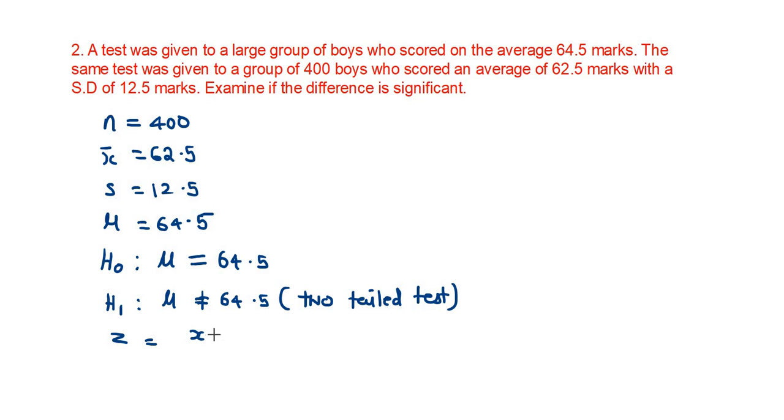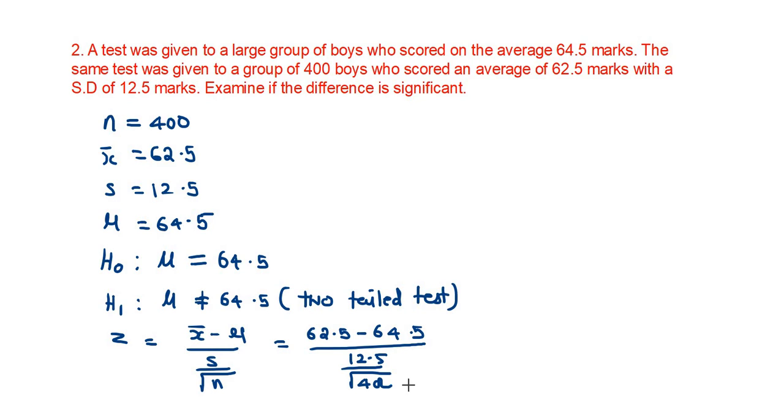X bar minus mu by, if sigma is known, then we'll write sigma here. Here sigma is not known. Instead of sigma, we have S. So S by root of n, which is equal to x bar is 62.5 minus mu is 64.5 by S is 12.5 by root of 400.